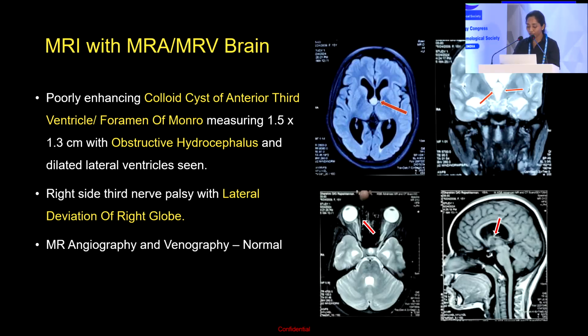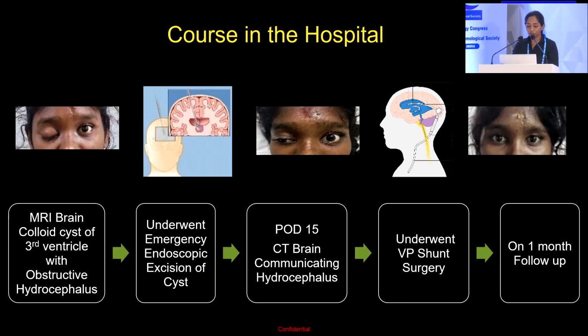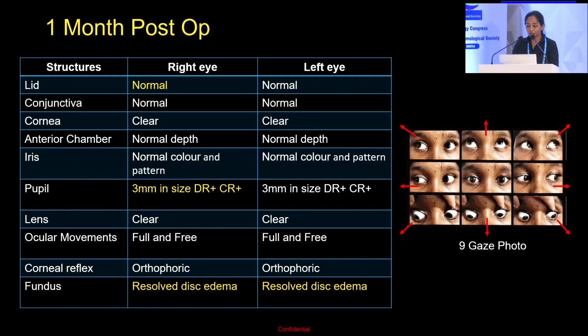intracranial pressure. Hence, the patient was referred to a neurosurgeon, where she underwent emergency endoscopic excision of the cyst, which was uneventful. On POD 15, there was partial improvement of ptosis, but she had persisting headache, for which CT brain was advised, and there was communicating hydrocephalus. Hence, she underwent shunt surgery. On 1 month follow-up, there was complete resolution of ptosis in the right eye, normal pupillary light reaction, full and free extraocular movements, and resolved disc edema in both eyes.